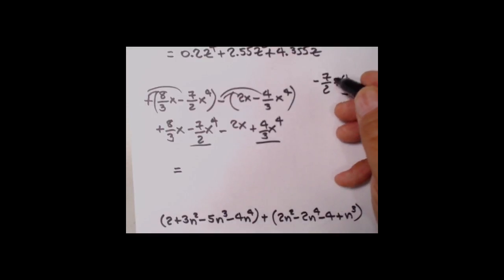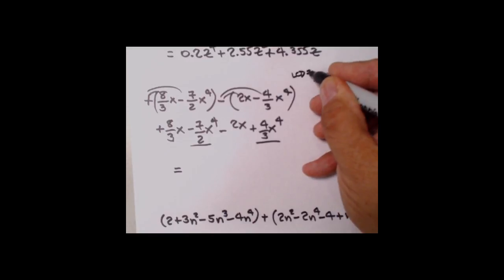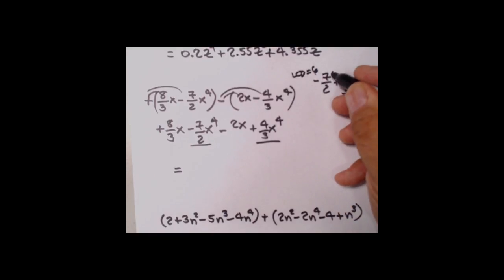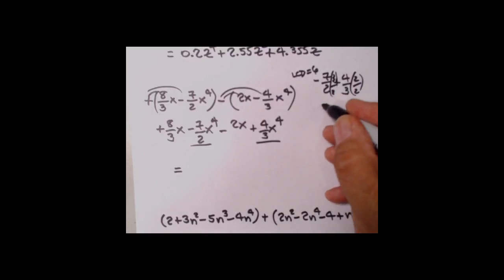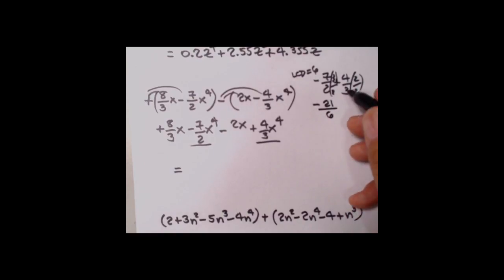So LCD equals 6 here. I've got to multiply top and bottom of this one by 3 and top and bottom of this one by 2. Now remember, 2 over 2 equals 1. You never change the value of anything when you multiply by 1. You change what it looks like, but you don't change its value, and the same thing with the 3 over 3. So what do we have here? Minus 7 times 3, which is minus 21 over 6. And then this is plus 4 times 2, which is 8 over 6.